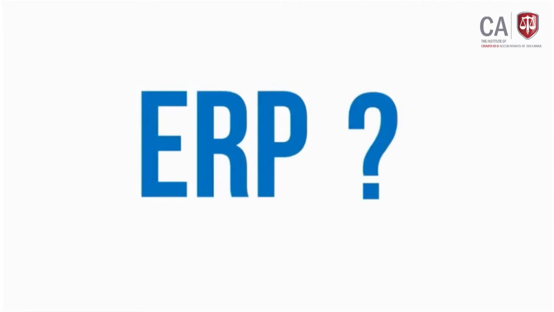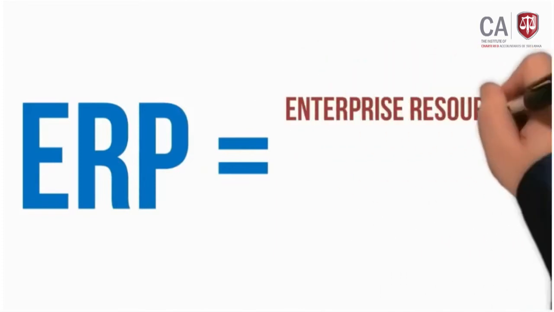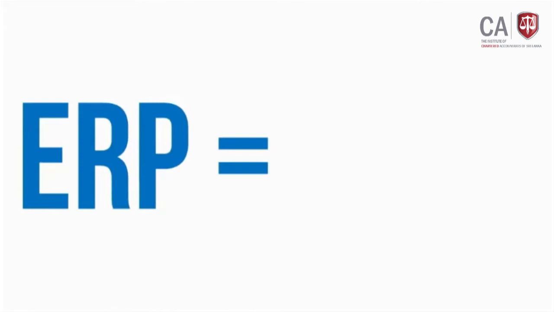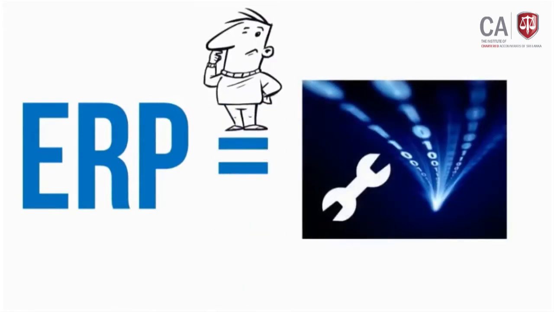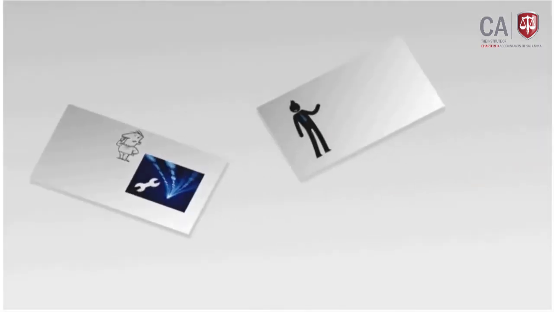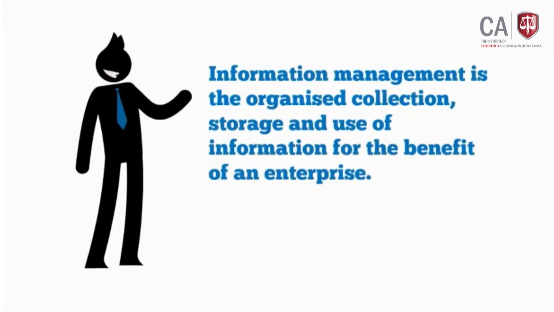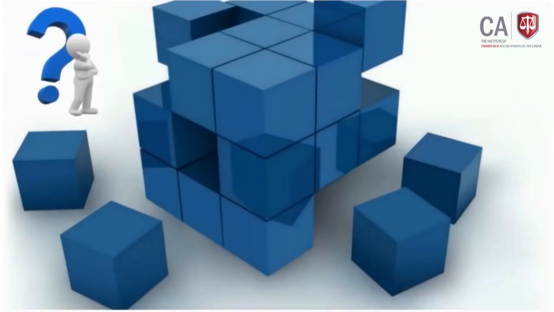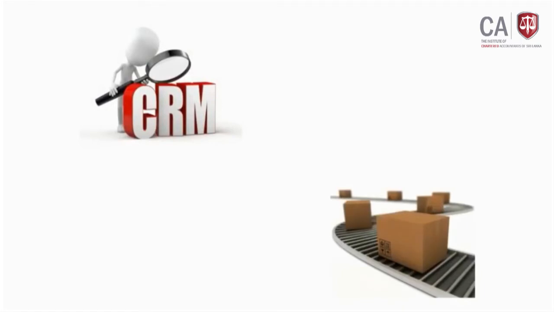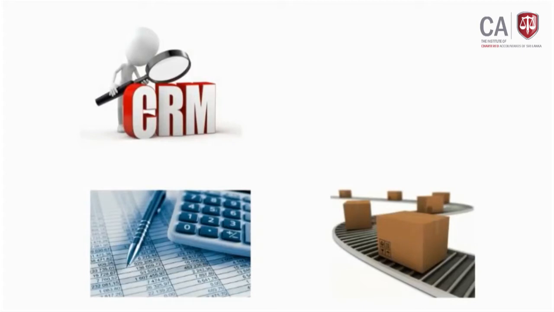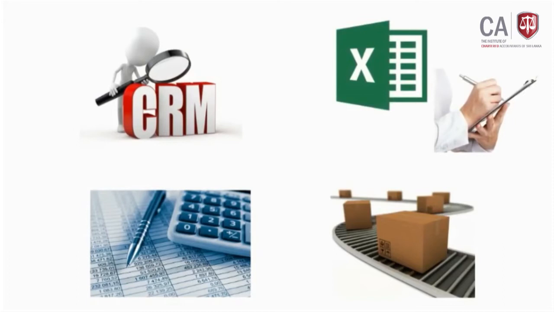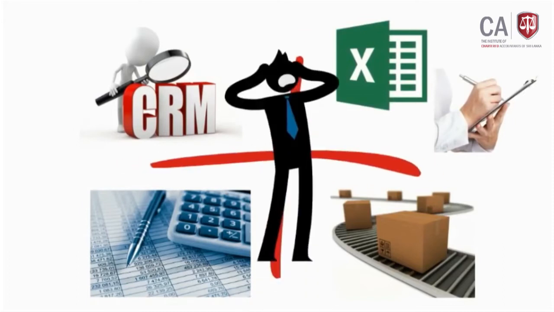So, what is ERP software? ERP stands for Enterprise Resource Planning, an industry standard term that... Wait a minute, let's not go there. ERP, at its essence, is a tool for managing information. Okay, so what is managing information all about? Here's a definition we like. Information management is the organized collection, storage, and use of information for the benefit of an enterprise. So how do you organize information in your company? I bet you have a customer database or CRM, and something managing your orders or warehouse, an accounting system, and then you're probably filling gaps in your information pipeline with spreadsheets and manual processes. But none of these talk to each other. They don't share data. It's what people call islands of information, which impacts efficiency. And let's face it, efficiency is connected to time and money.